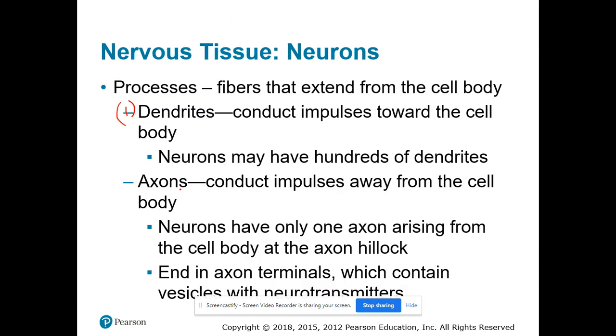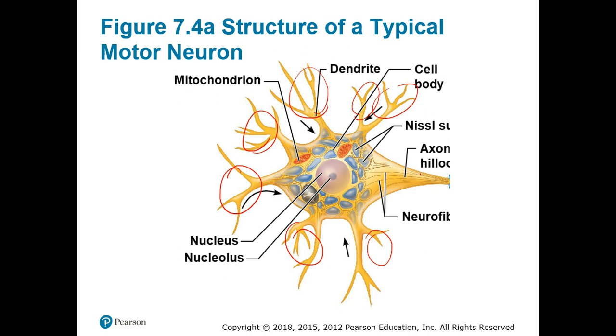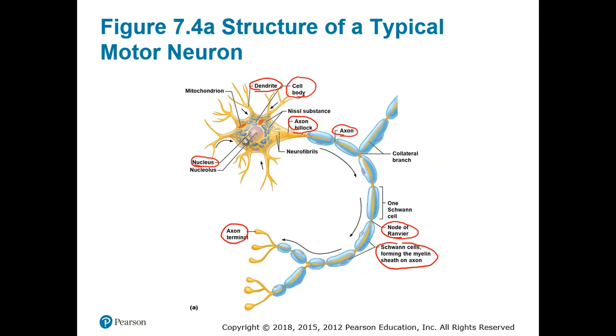Axons conduct impulses away from the cell body, and oftentimes neurons only have one axon, and it stems from something called an axon hillock. So if I go up here, your axon hillock is right over here. And the axon, there's only one of them. Here's your axon hillock. It goes down and extends. So you have one thing coming off of it. This yellow strand is your axon.